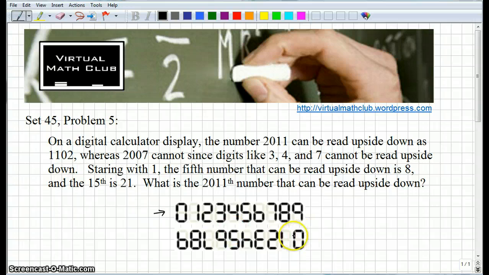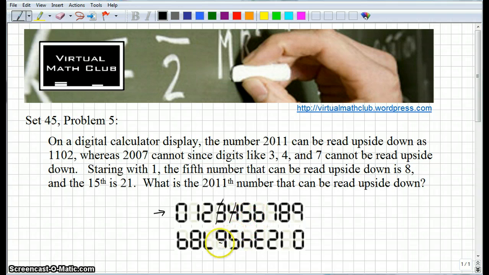So a 0 looks like a 0, a 1 looks like a 1, a 2 looks like a 2. But when you turn the 3 upside down, it looks like an E. So that one, even though it looks like a letter, it can't be read as a number. So any numbers that contain a 3, when you turn it upside down, you're not going to get another number. The same way with 4. When you turn it upside down, it kind of looks like a lowercase h, and so it's not a number.